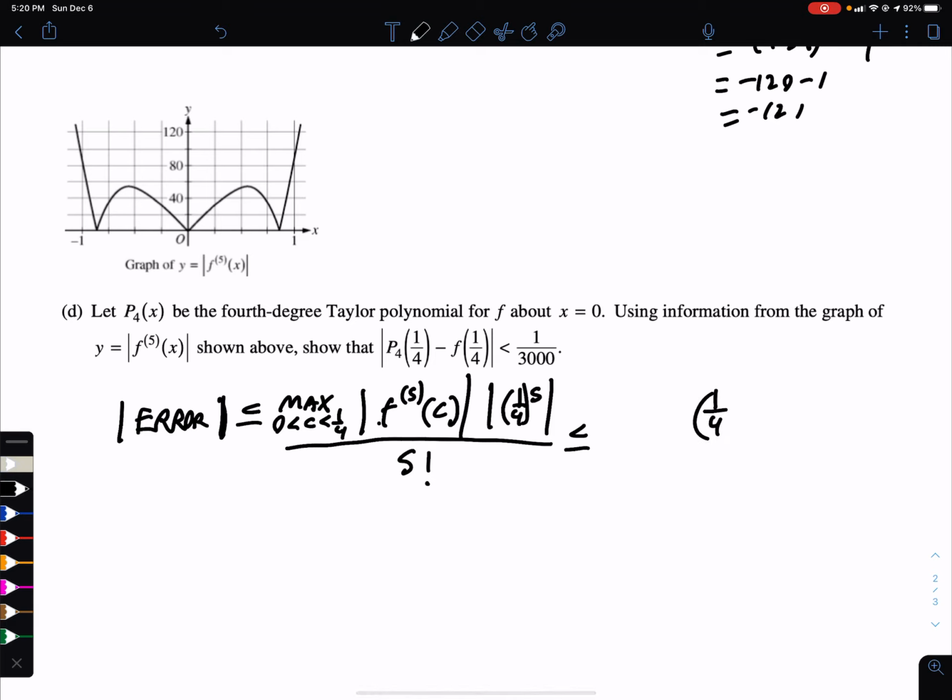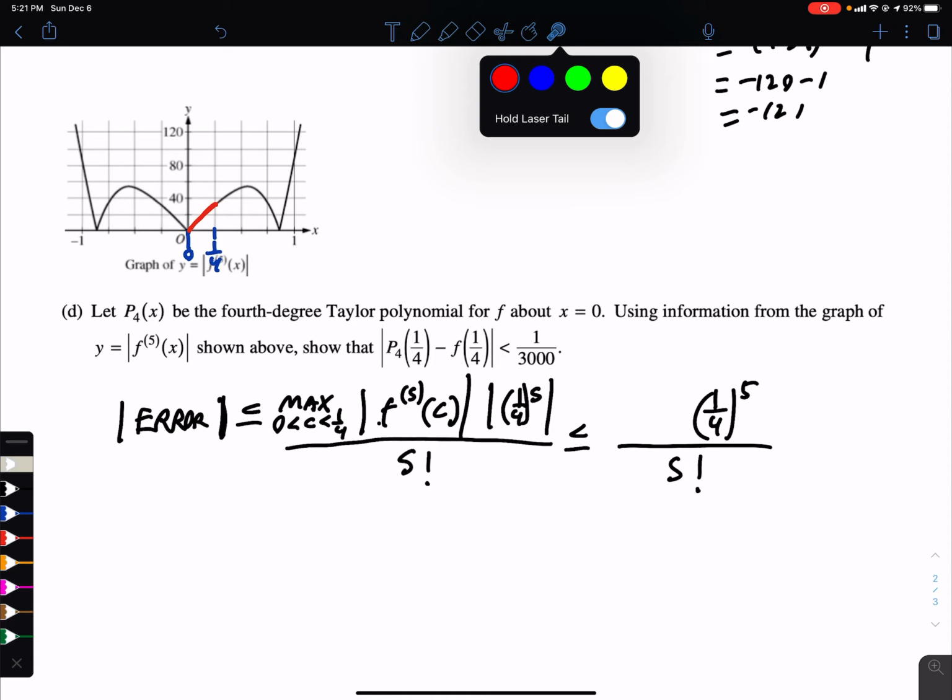Now, here is where the trickiness comes. The 1/4 to the 5th, that's easy. The only tricky part is what do you put in for the fifth derivative? You want a number that's bigger than that can be. Well, c is from 0 to 1/4. If you look at this graph, there's 0, there's 1/4. And your fifth derivative takes on those values. So the maximum of the fifth derivative looks right around there.